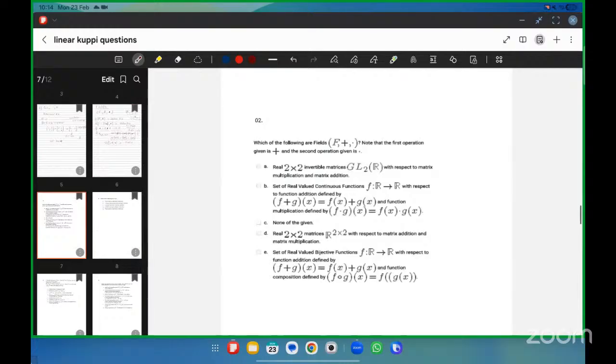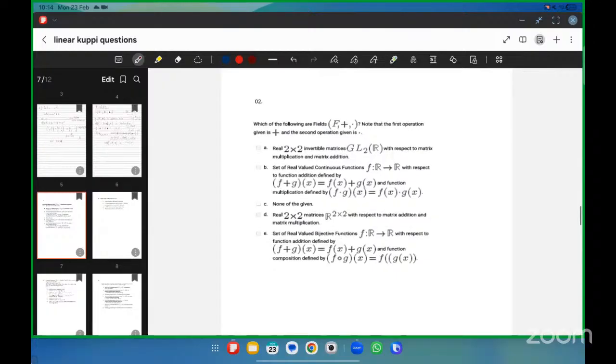Here also the same thing. So the previous question and this question give us the same question, but in the previous one we had to check whether it's a group. Here we have to check whether it is a field or not. Okay, shall we do it B?